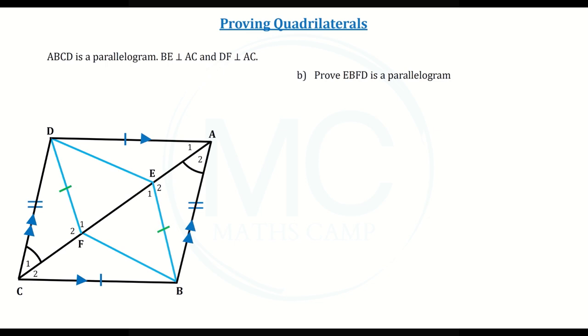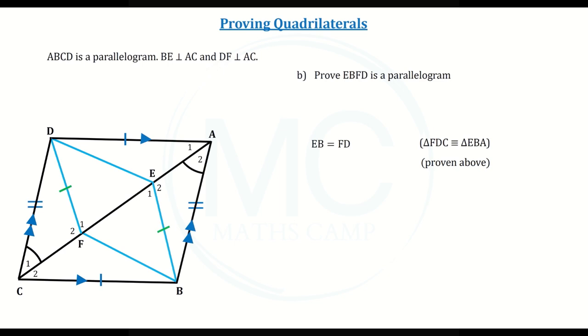Now we can make a note and we can say that EB is equal to FD. And our reason, because triangle FDC is congruent to triangle EBA. We proved this in part A. So we can just say proven above.